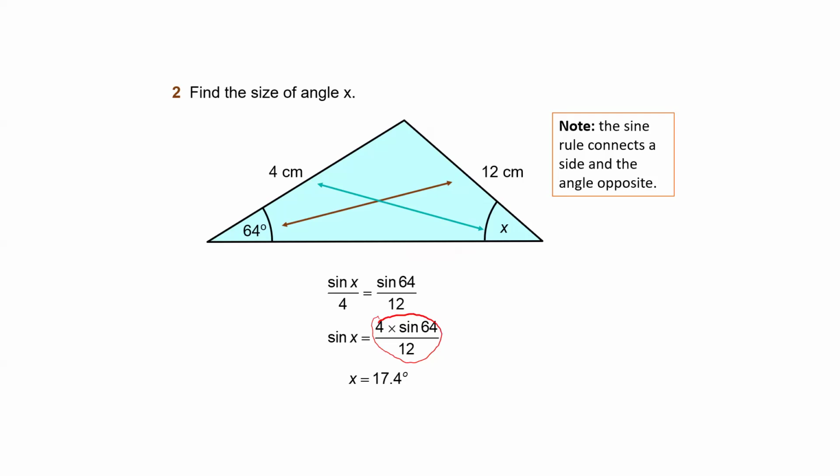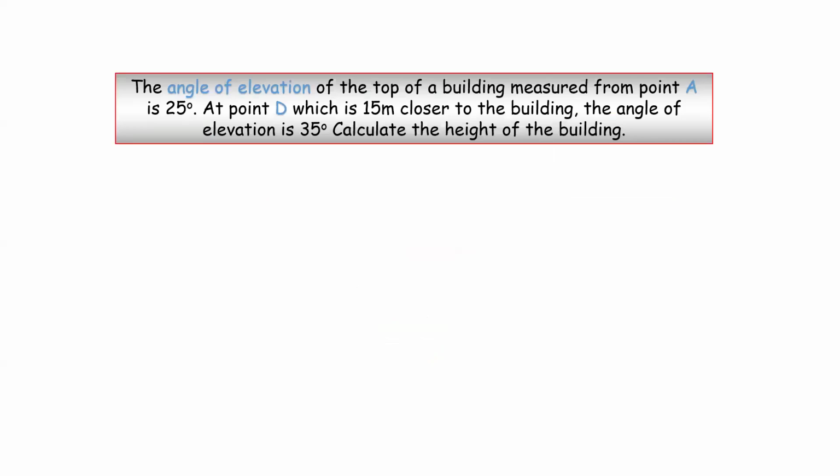You get your answer for X. Now let's look at an application question. The angle of elevation of the top of a building measured from point A is 25 degrees. At point D, which is 15 meters closer to the building, the angle of elevation is 35 degrees. Calculate the height of the building.